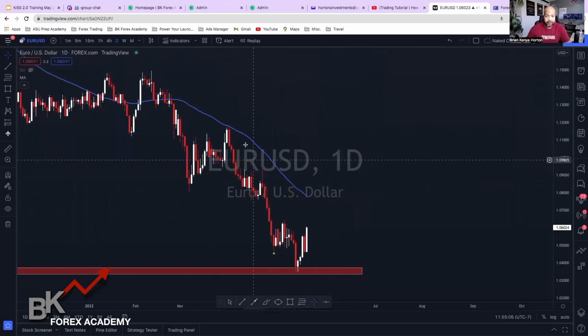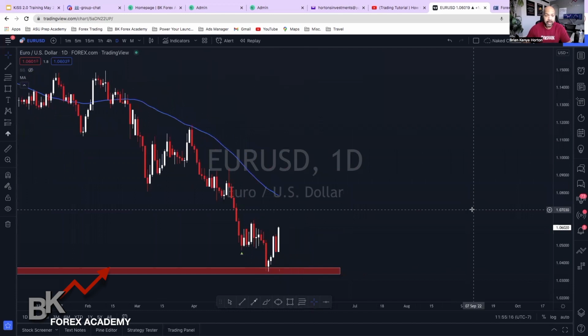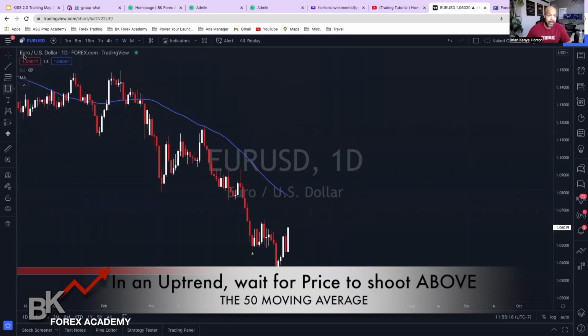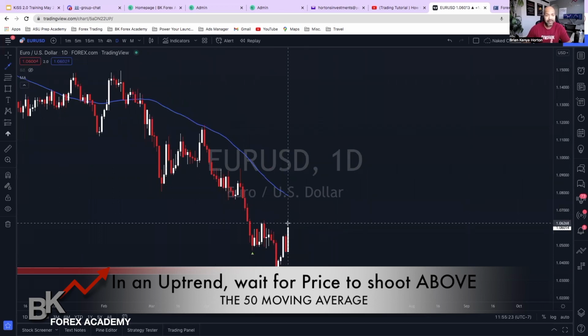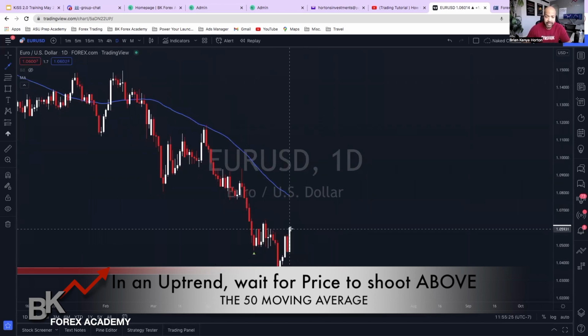Like I said, this 50 MA is smoothing out what price is doing here. One thing I like to do is I like price to be above the 50 MA. This is what I want when I'm trading flag patterns, and you can do this on any time frame. I like to start off on the daily. I like price to shoot above the 50 MA.